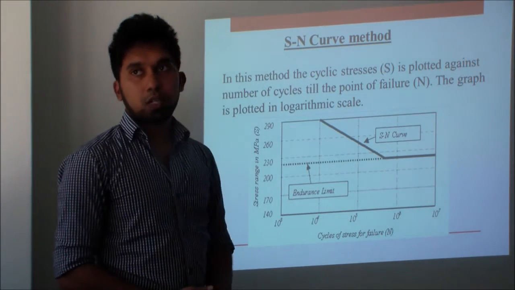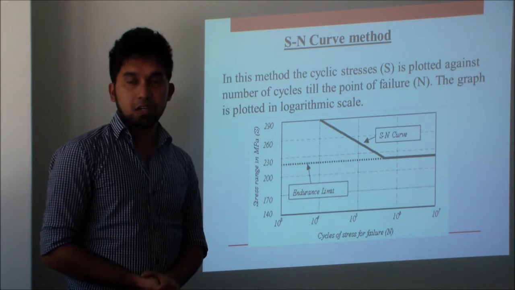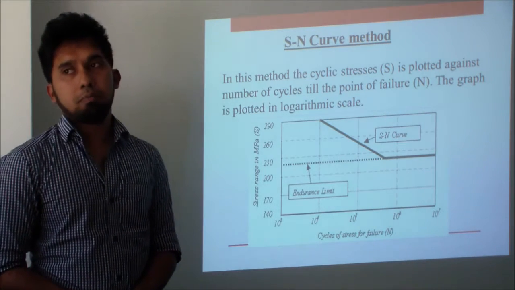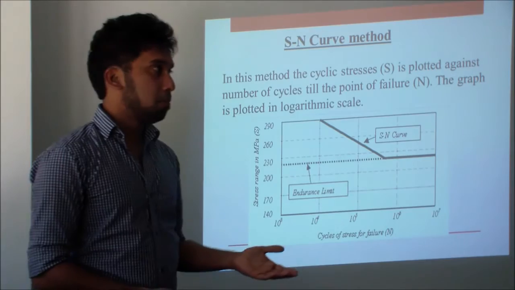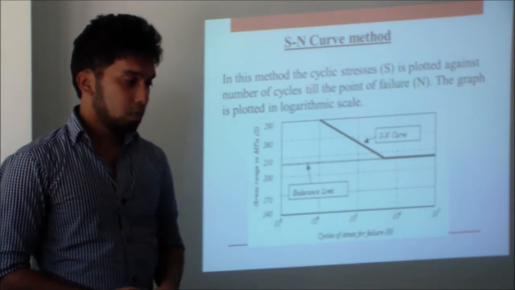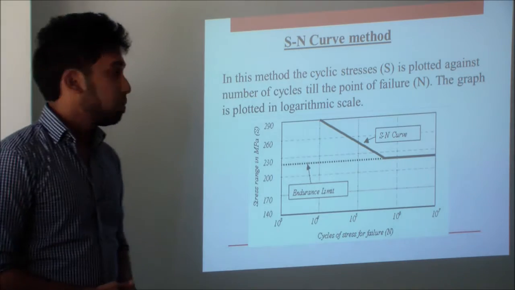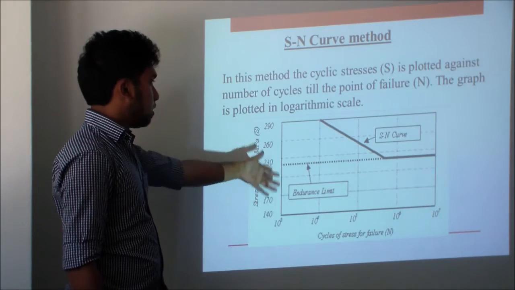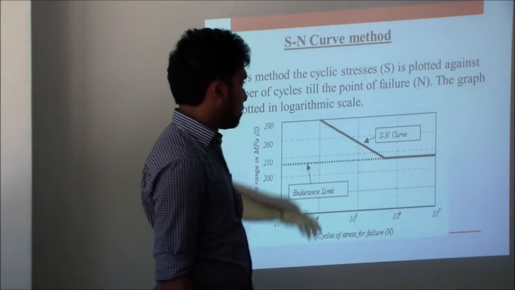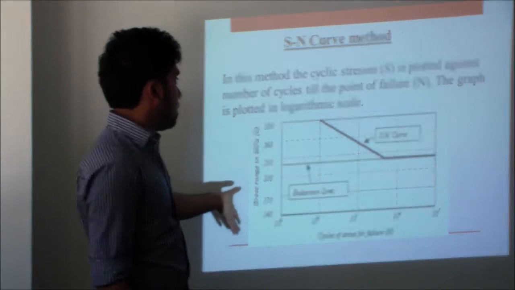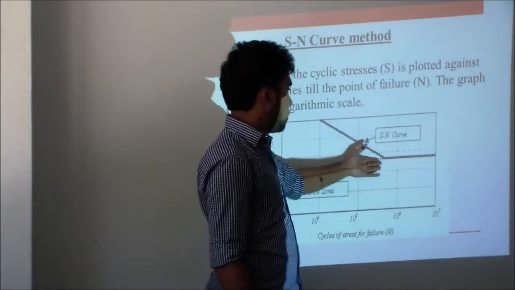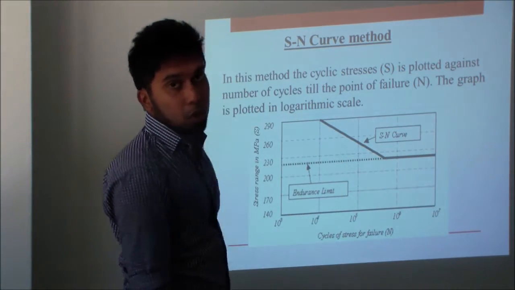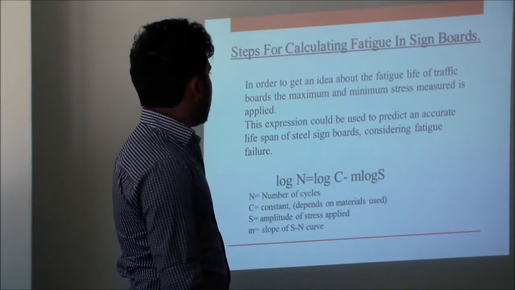So in my research, in order to analyze the fatigue failure, I have adopted a method known as the SN curve method, which is pretty much accurate when compared to other methods which exist now. In this method, the cyclic stress is plotted against the number of cycles till the point of failure. As you can see, this is an example of an SN curve. Here, at the point of failure, you will attain a neutral value. This curve is plotted on a logarithmic scale.